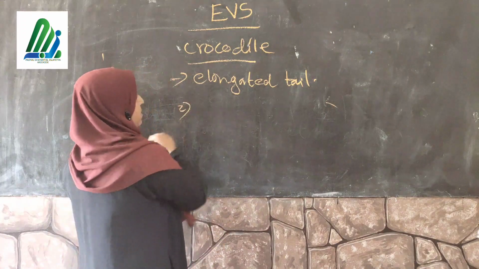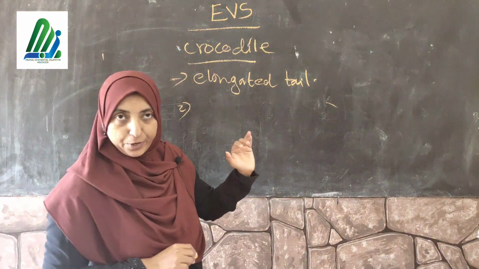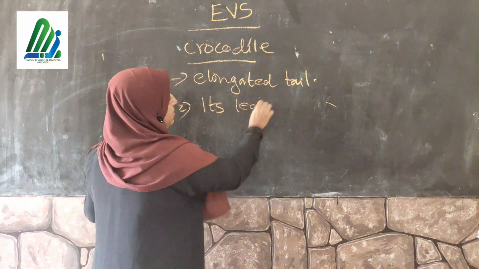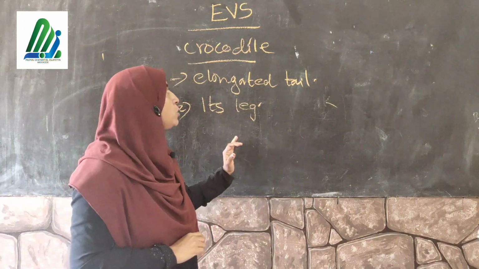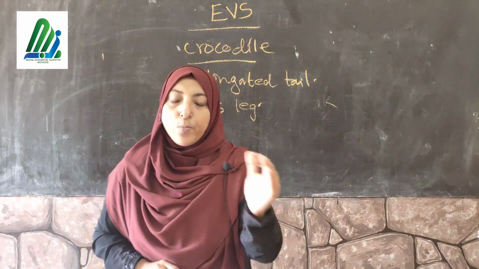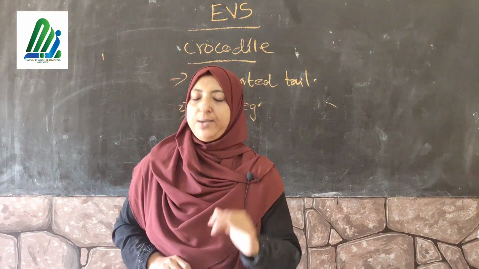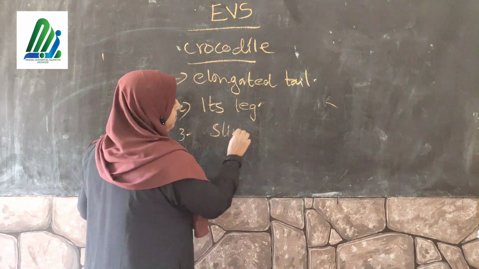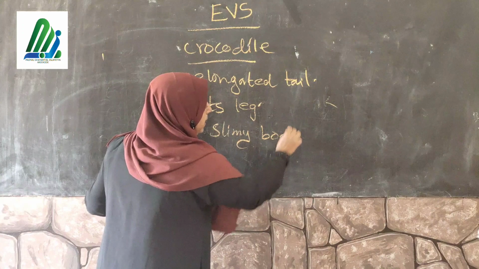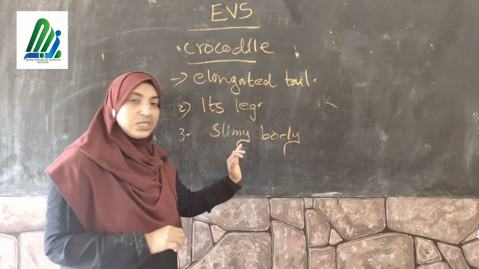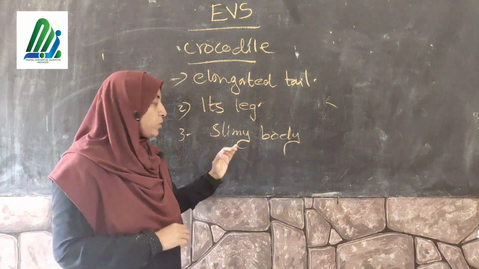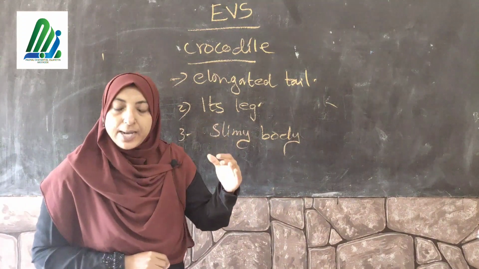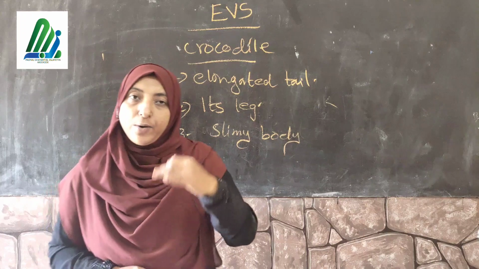And second important adaptation of a crocodile is its leg. Clear? Its leg also helps a crocodile to move both on land and in the water. And third one, its body is slimy body. Slimy body. You studied this word, slimy body, so it's so easy for you, so familiar to you. So slimy body for the crocodile also helps it to move in the water and on the land.